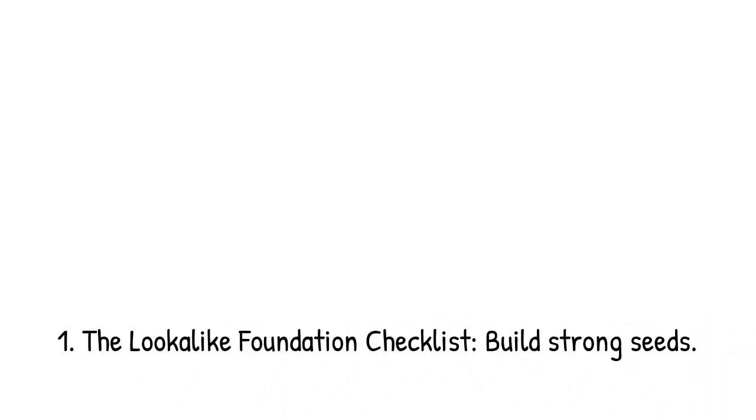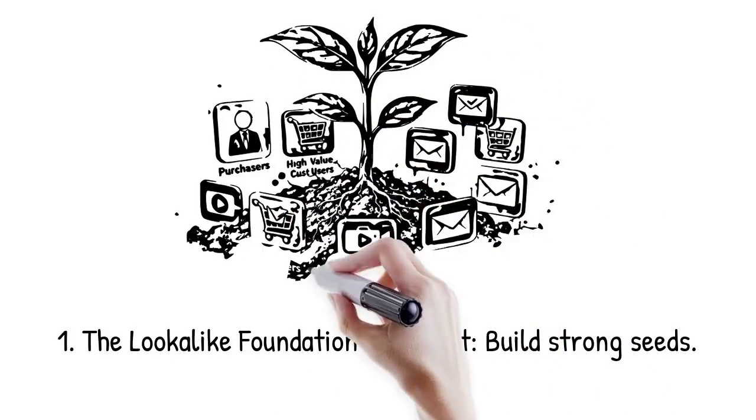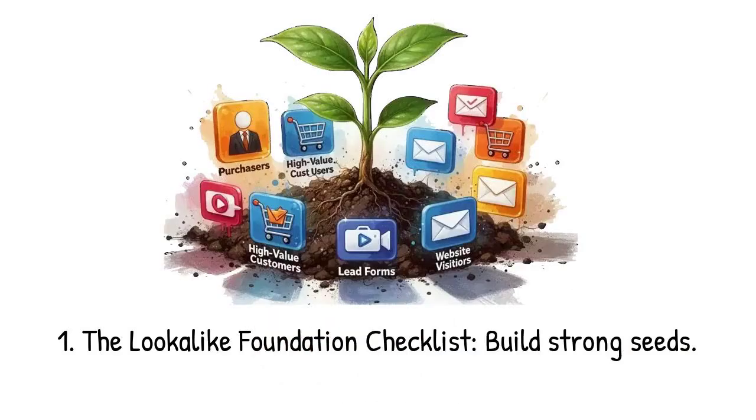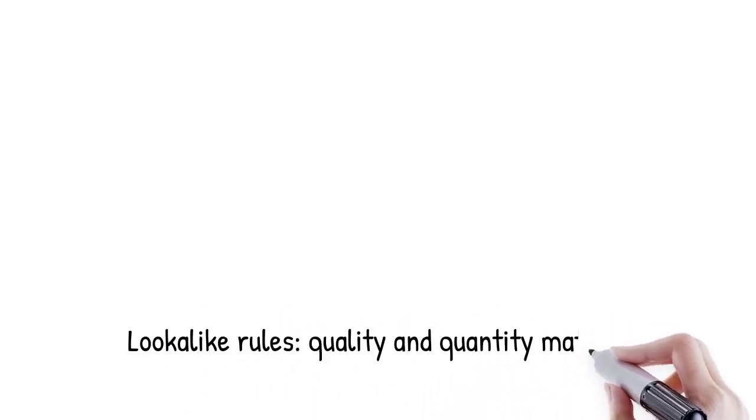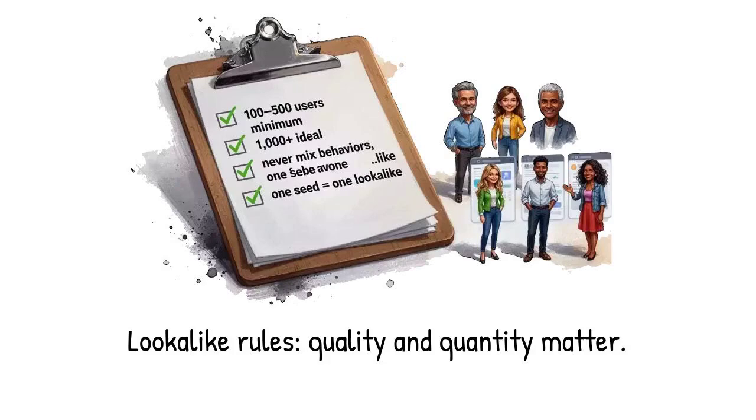Build the right seeds. Your scaling engine starts with strong seeds. Purchasers, best seed. High-value customers, add-to-cart users, checkout initiators, lead form submitters, email clickers, 75 to 95% video viewers, website visitors, broad seed. Rules: minimum 100 to 500 users, ideal 1,000 plus users. Never mix behaviors. One seed equals one lookalike. Quality seed equals quality scaling.